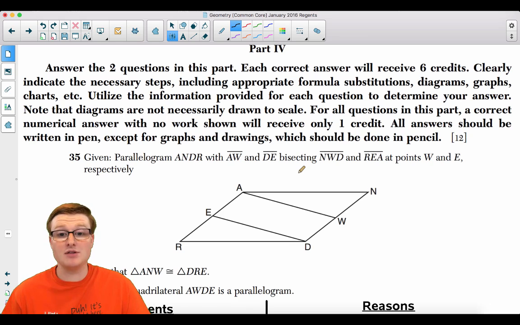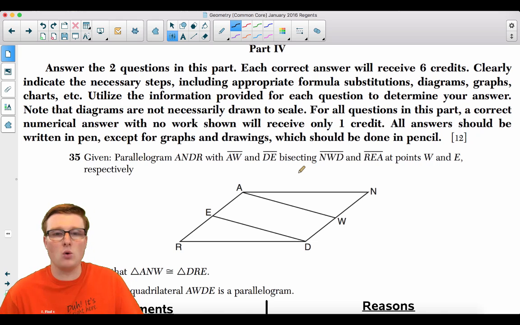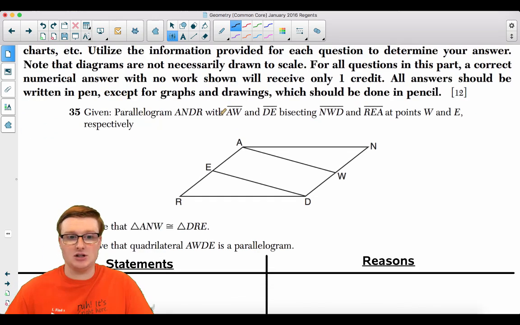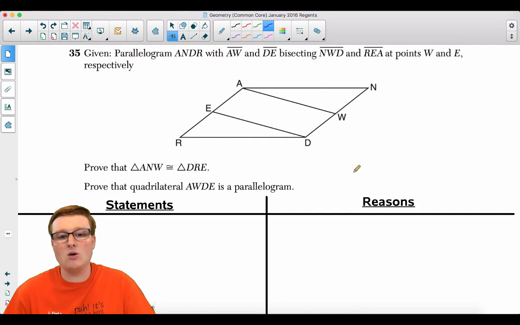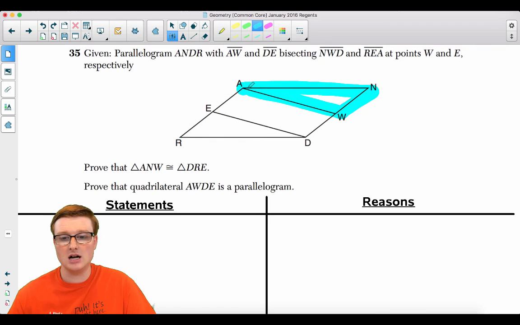Okay, here's question number 35. We're now on to the part 4s. The part 4s are really in-depth. So, let's take a look at 35. And this is going to take a while to do. Both of these, actually. Given parallelogram ANDR, with AW and DE bisecting NWD and REA at points W and E respectively, prove that triangle ANW is congruent to triangle DRE.